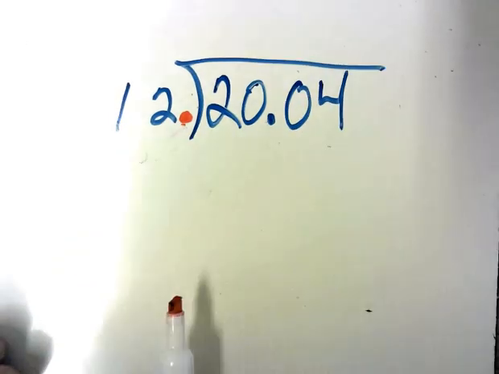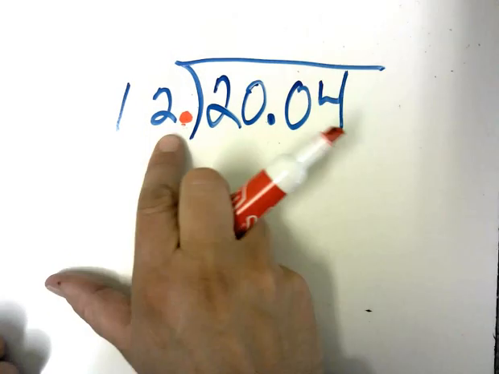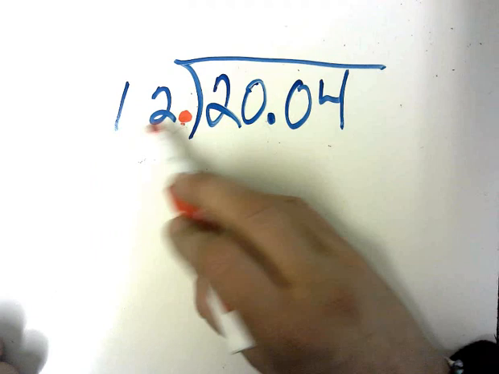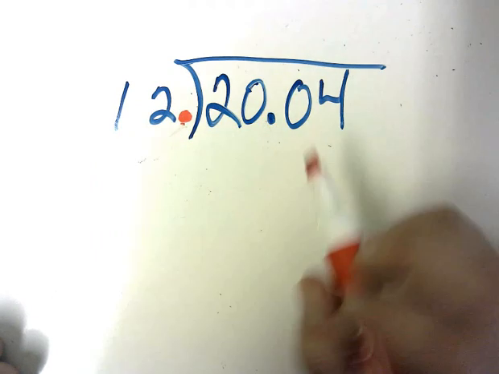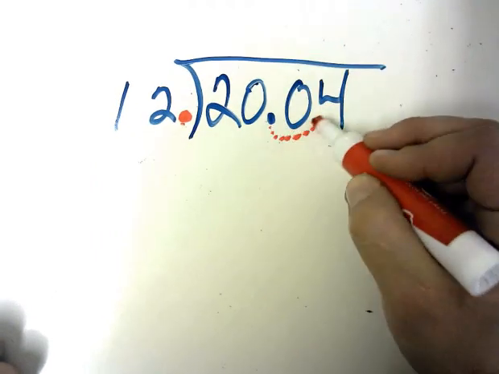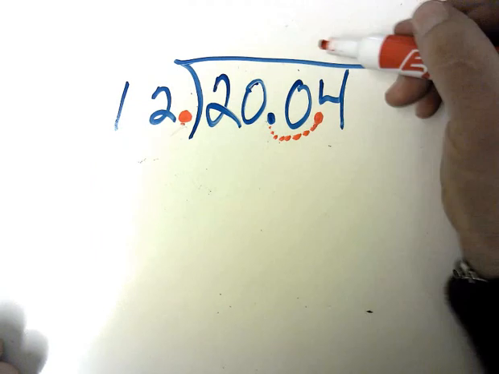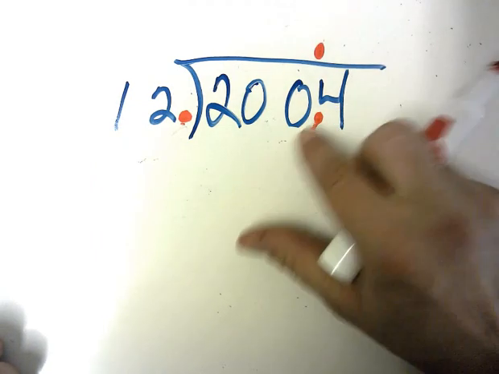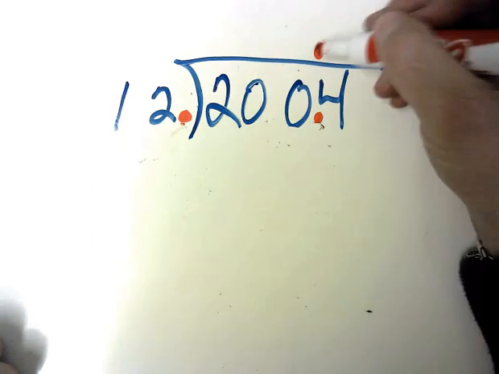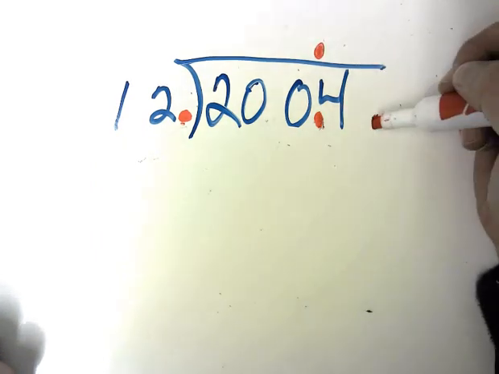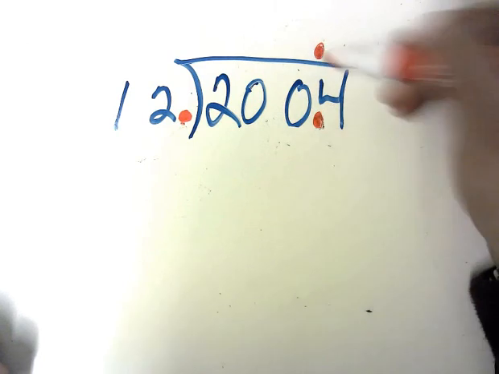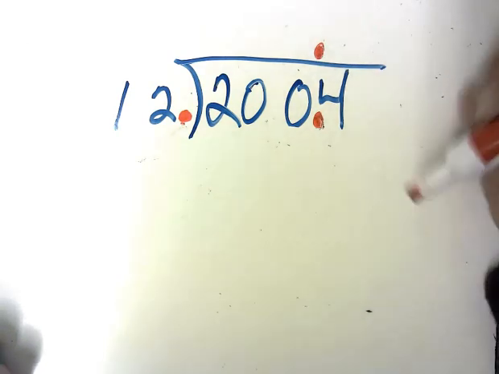Whatever you do to this outside number, the divisor, you must also do to the dividend. So you take this decimal point and you also move it one place, only one place, to the right. Once you do that, just like before, you're ready to go. Just take this decimal point and put it right up where it will be in the quotient, and you can start dividing using your checklist that has been provided for you.